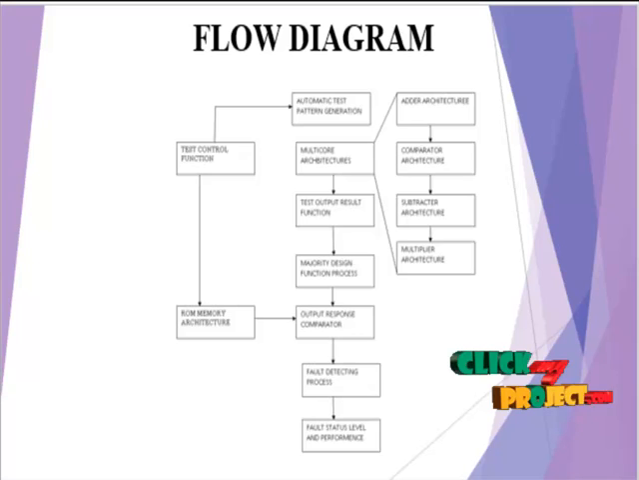Now we can see our project flow diagram. In our process, we first implement the multi-core architecture. In the multi-core architecture, we split it into four types of architecture: addition, comparator, subtraction, and multiplier. So in our process, we get the result from the multi-core architecture.